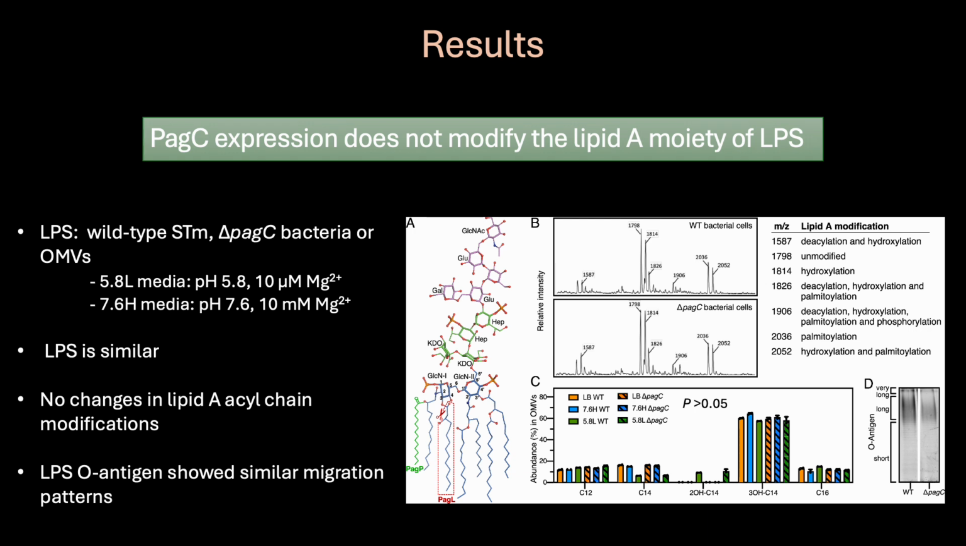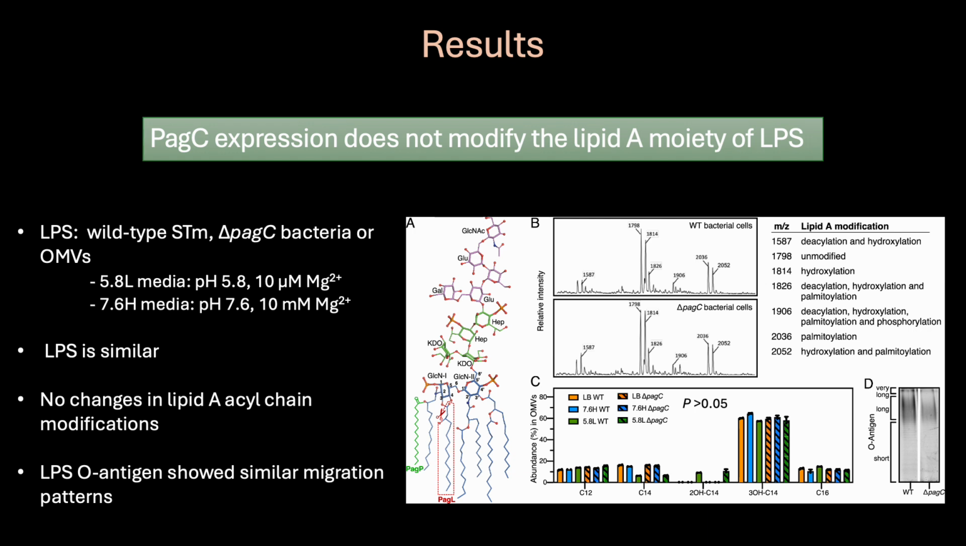The green is the inner core and the pink is the outer core made of different sugars. Then you see PAG-L and PAG-P, which are other PAG genes and are also considered outer membrane proteins, shown on the bottom. PAG-L removes an acyl chain from the lipid A moiety of LPS, and PAG-P adds an acyl chain.